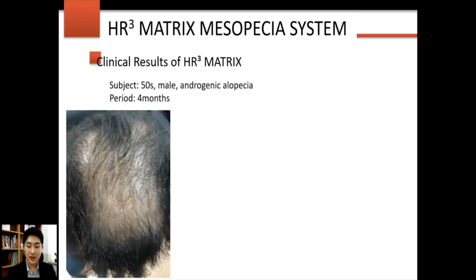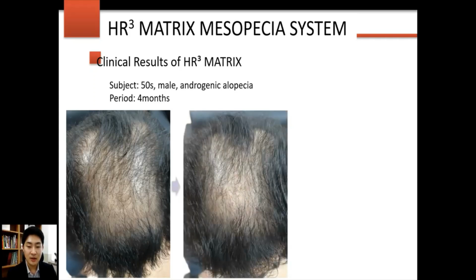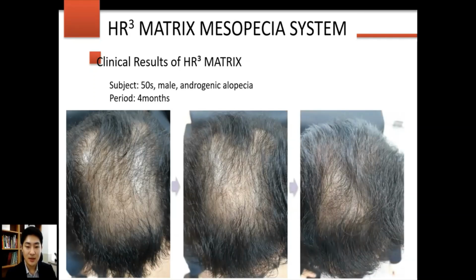This subject is in his 50s and he has used the products for 4 months. You can clearly see that the empty area was narrowed by only 2 months of use. This tendency continues after 4 months. Now less than half of the area remains to be filled.